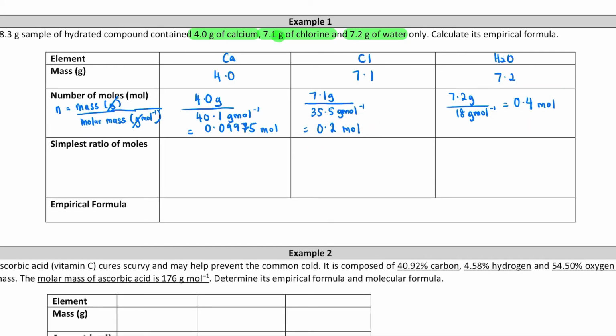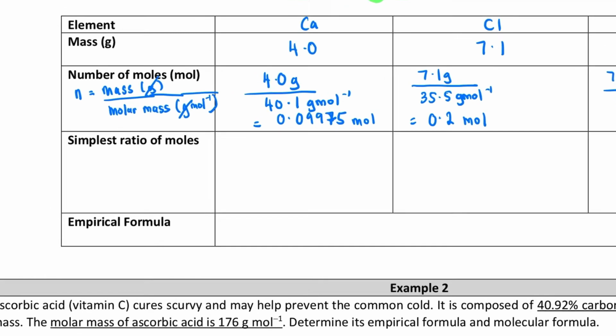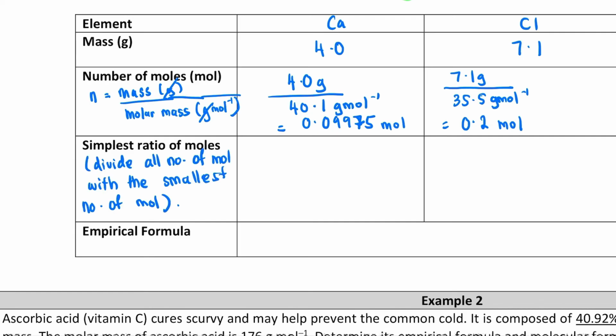But if you compare 0.2 and this value 0.09975, this is way smaller than 0.2. So that means the smallest one is number of mole of calcium. That means every single mole here you need to divide with the smallest mole. So let us write note sikit. Divide all number of mole with the smallest number of mole. So this is our notes here.